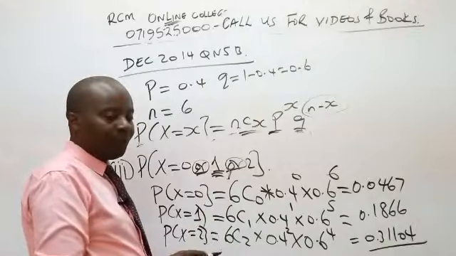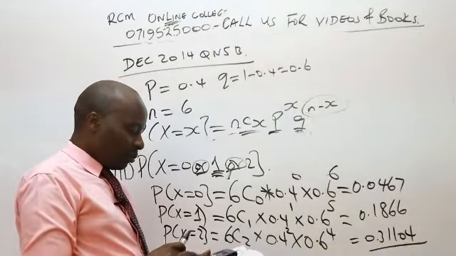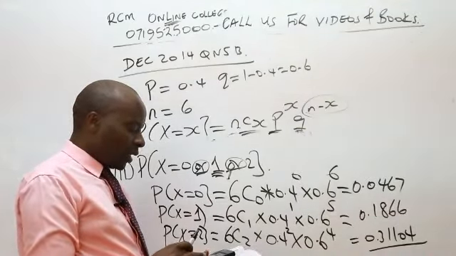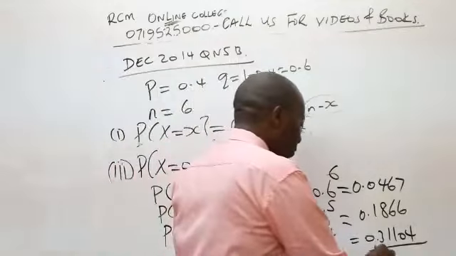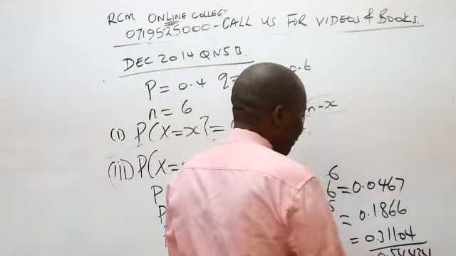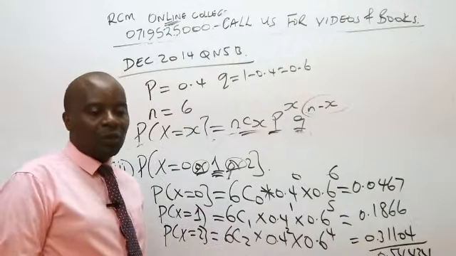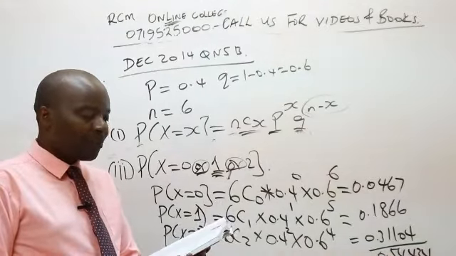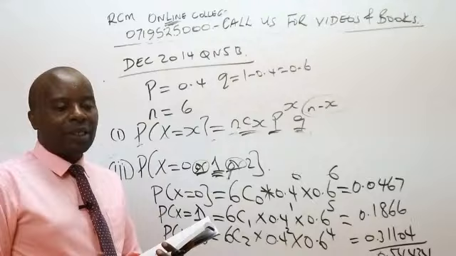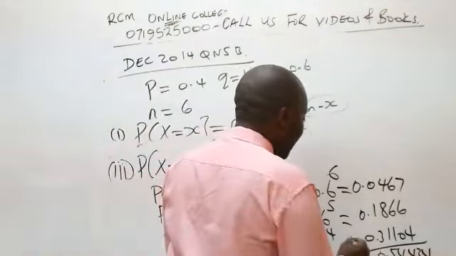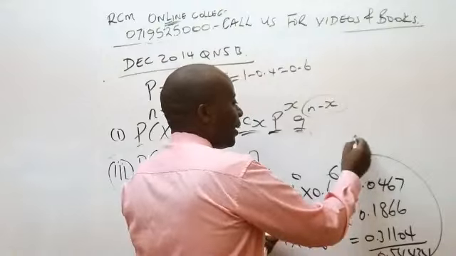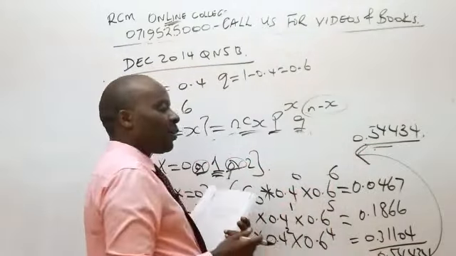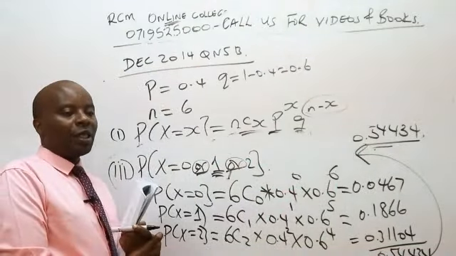So what you need to do is give us the total there, because "or" means you are adding. So please add: 0.31104 plus 0.1866 plus 0.0467. Please give us a figure, which will be 0.54434, something like that. And that is the probability of X being at most what here? At most 2. I can see this figure is not very clear, so I can write it here. It's supposed to be 0.54434. That is the probability of at most 2.